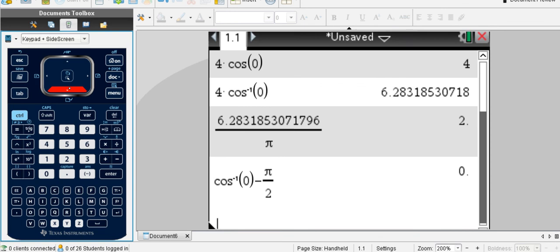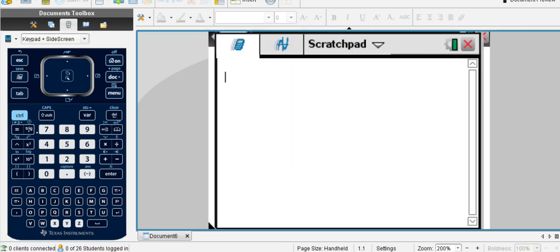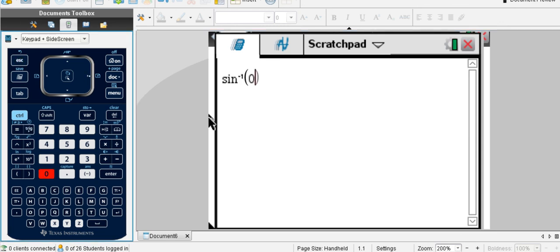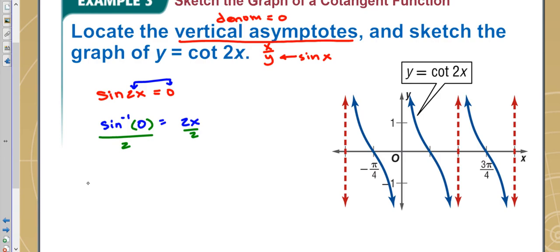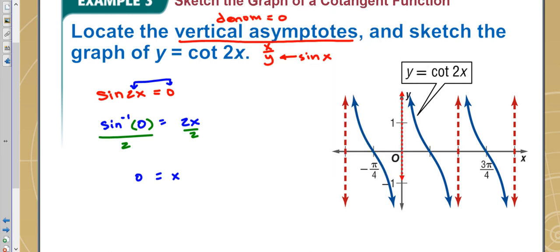So we'll go to our calculators, and I'm just going to clear it real quick so we can see easier. So we had the inverse of sine of 0 all divided by 2. Press enter. The value is 0. We should have an asymptote at 0. Now we check it, and it does appear that I do in fact have an asymptote there at 0. Let me get out my asymptote line here. So we've done that part right.